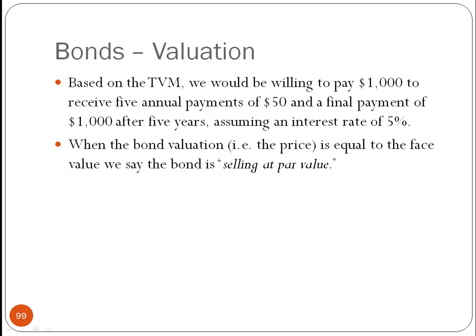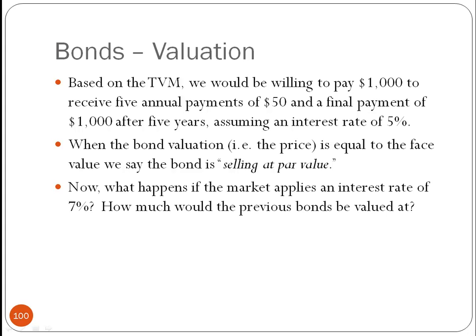A little naming convention here: when the bond valuation or the price is equal to the face value, we say that the bond is selling at par value. That's just a term of the trade. So now what happens if the market applies an interest rate or a discount rate of 7%? Before it was 5 and now it's 7%. So how much would the previous bonds be valued at?